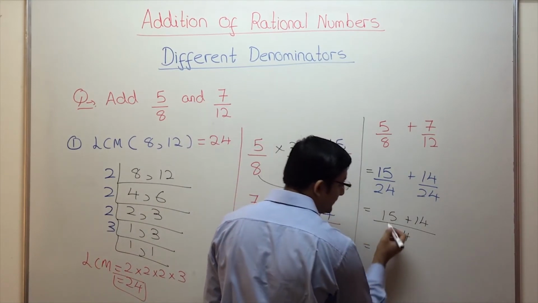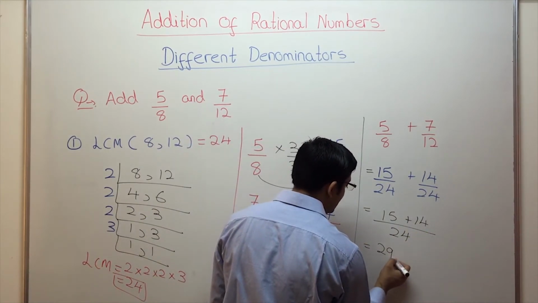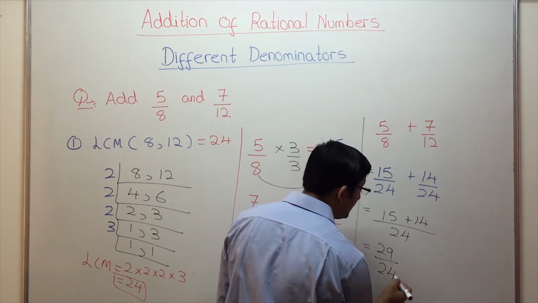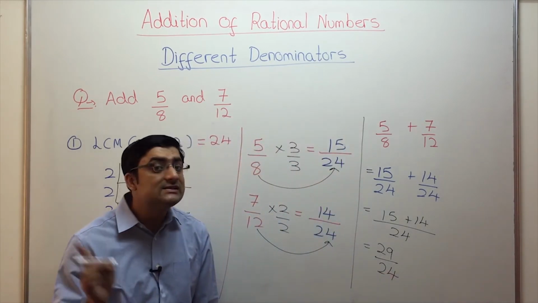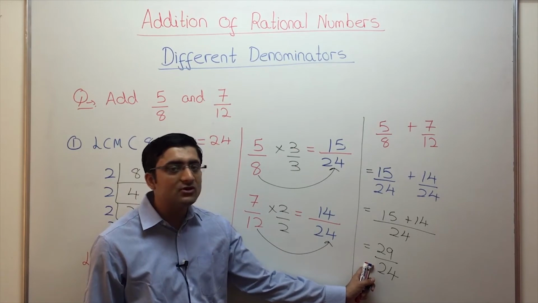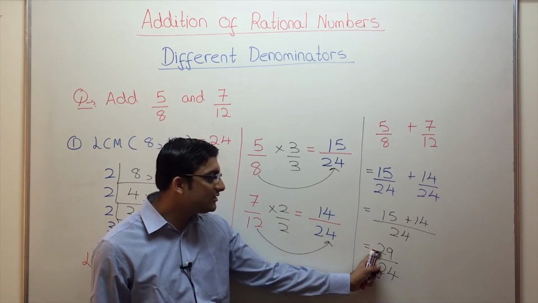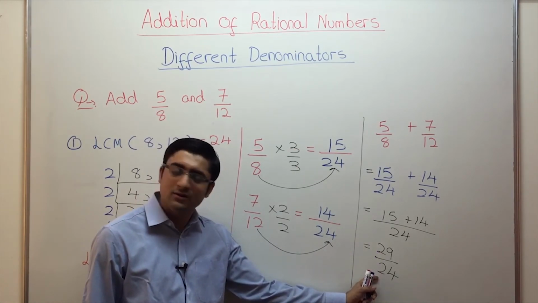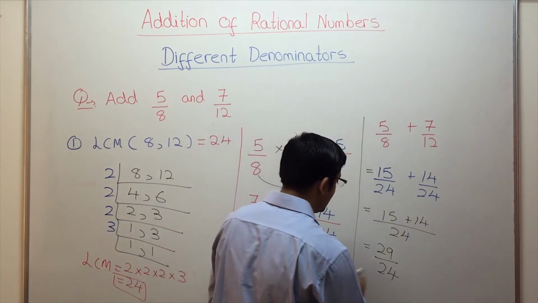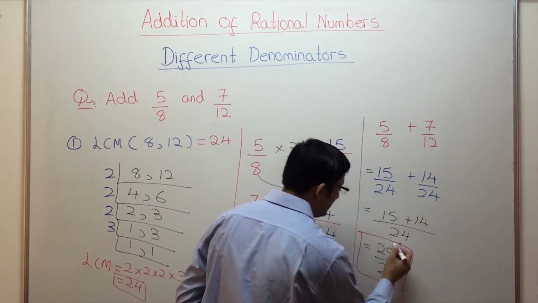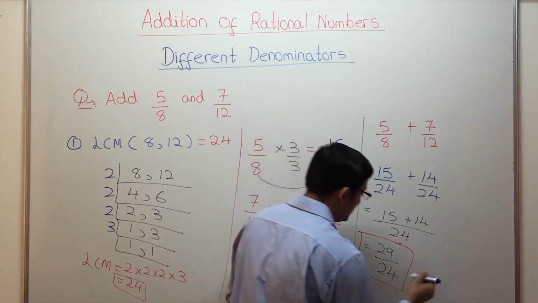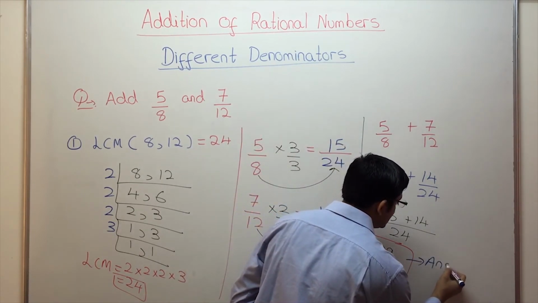So this is equal to 15 plus 14 is 29. So 29 by 24. Now whenever you're giving your answer, make sure it is in the standard form. Is the denominator positive? Yes. Is there any common factor between 29 and 24 except 1? No. So this over here is the answer. So what is the answer? 29 by 24. Right?